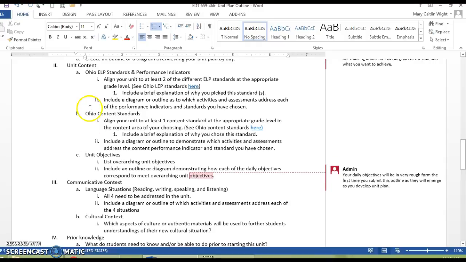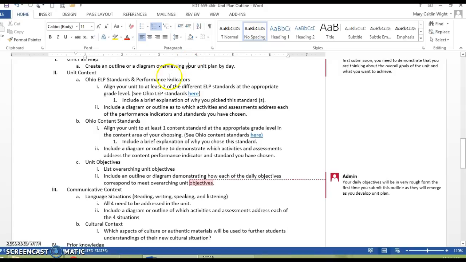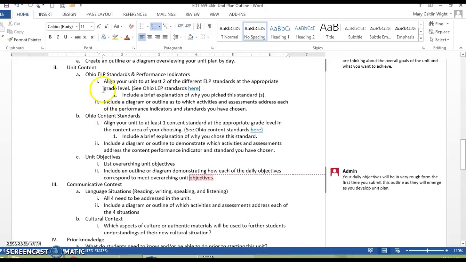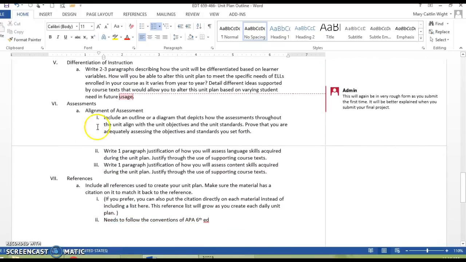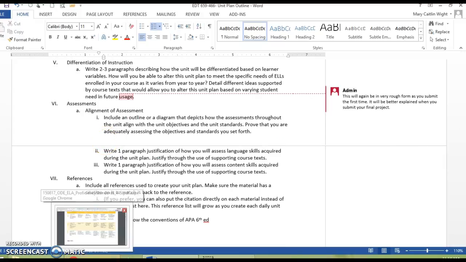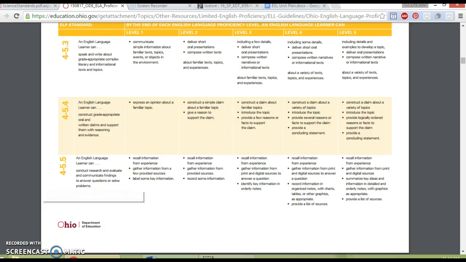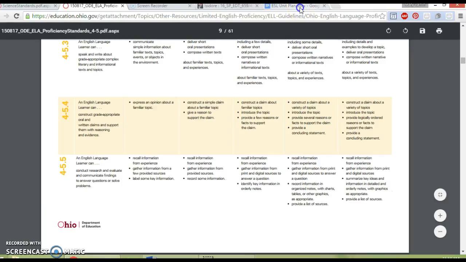And now we start breaking it down by the day-to-day. What are we going to do each day so that we meet the ELP standards, the content standards, and the unit objectives? And then how are we going to assess that the students have learned what we argue that they've learned? So this is kind of the brainstorming process I go through to pick my topic and to start thinking about how I'm going to meet the different language situations.